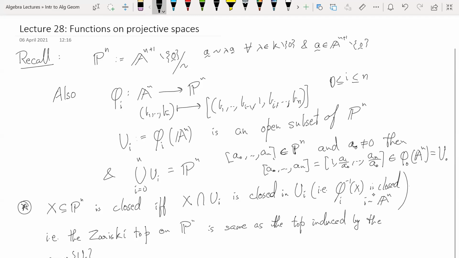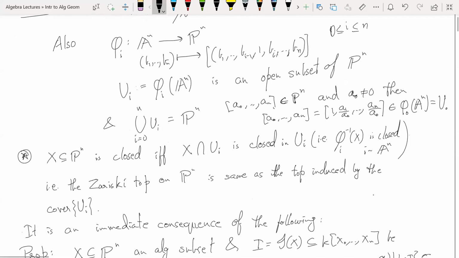So if (a0,...,an) is in Pn, then this point is in Ui precisely if ai is non-zero. So if all the ai's are non-zero, then of course it belongs to every Ui, so it's in the intersection of all these open sets.